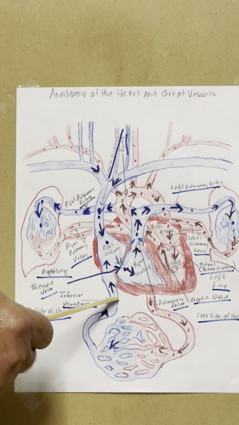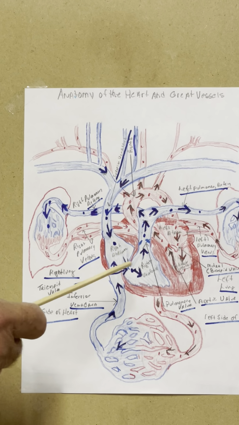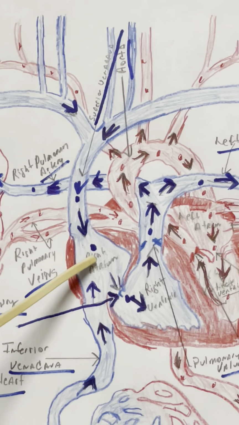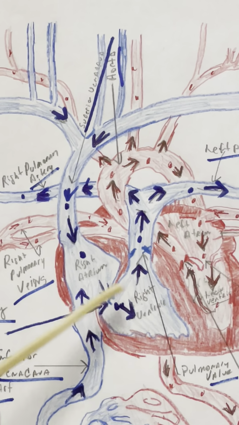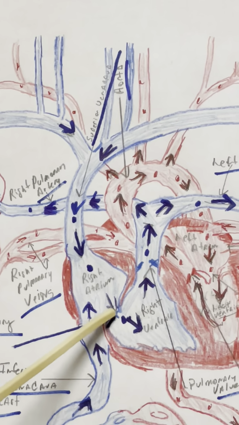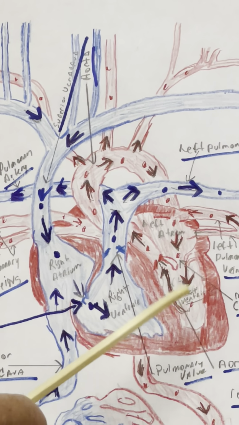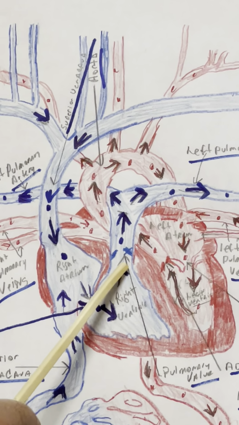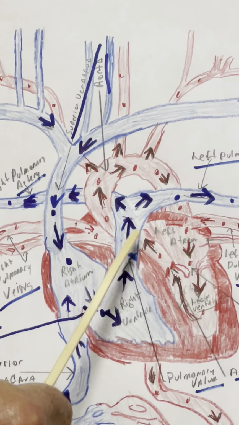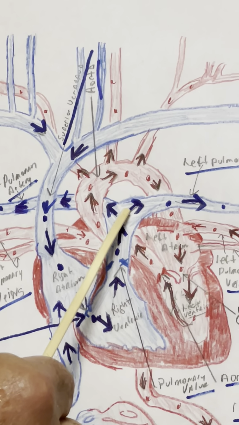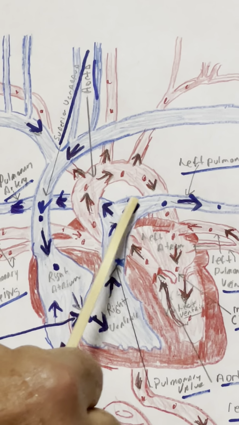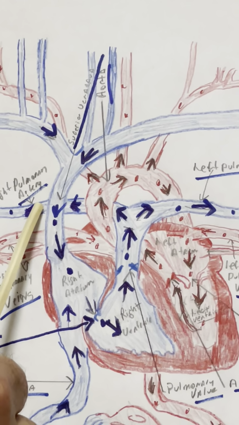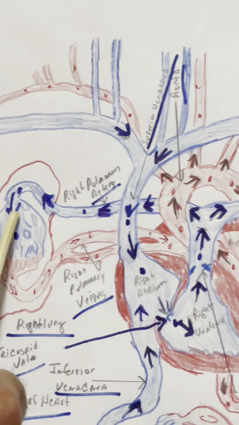It brings deoxygenated blood back into the heart, and the first entrance is into the right atrium. Now the right atrium fills up, and then the tricuspid valve opens up and enters into the right ventricle. As the right ventricle squeezes, the blood gets moved into the pulmonary valve and leaves the pulmonary valve into the right and left pulmonary arteries.